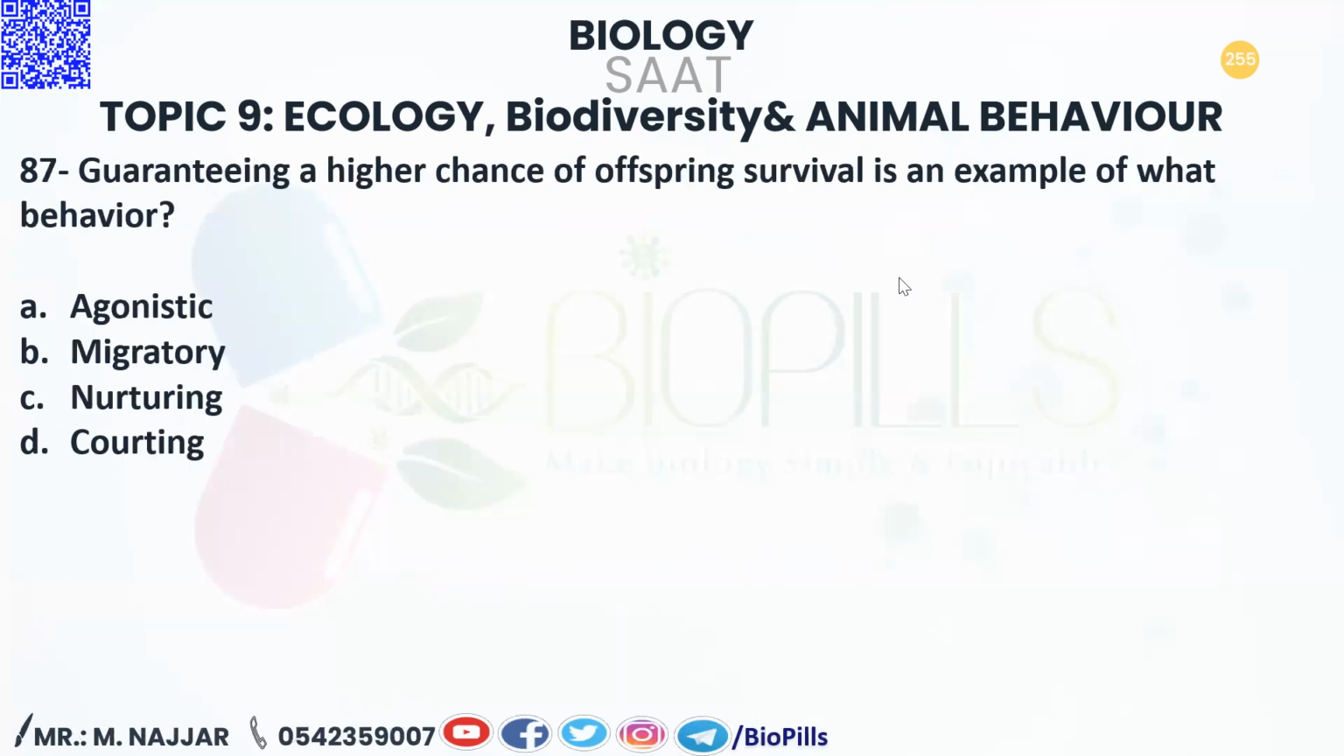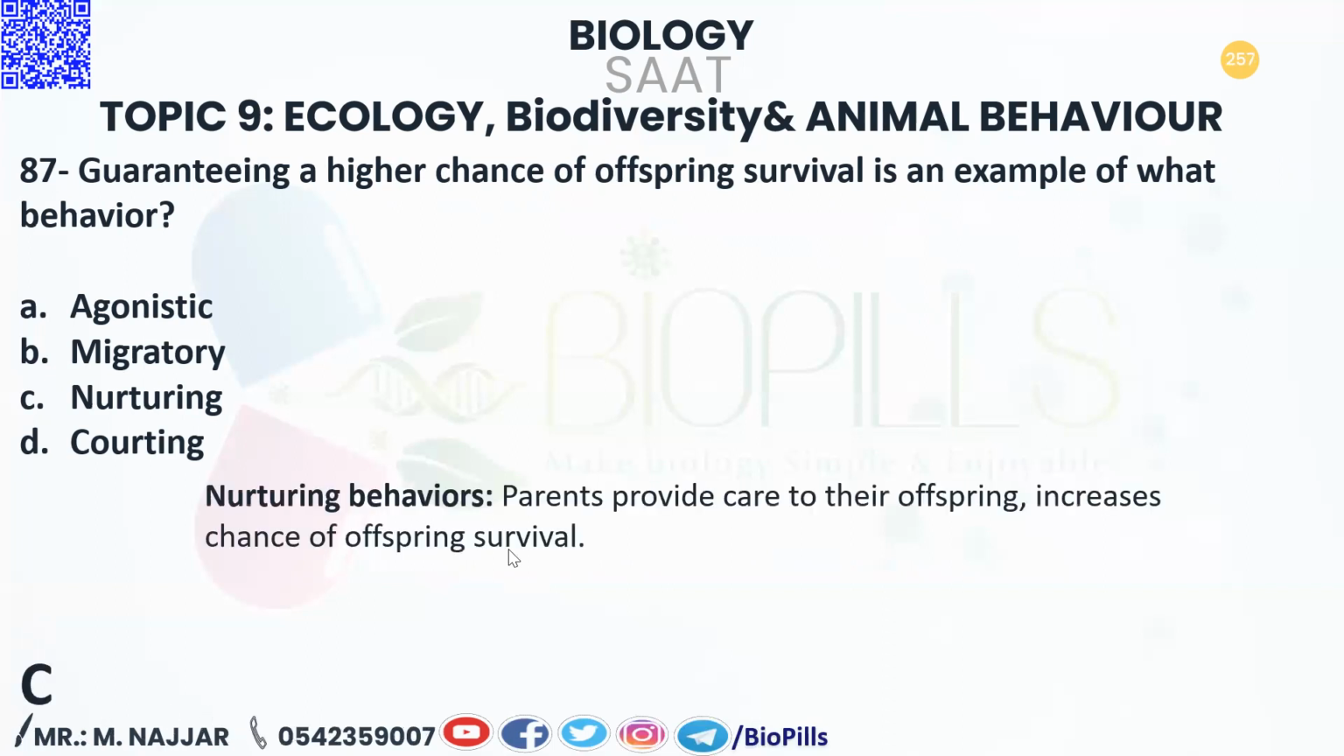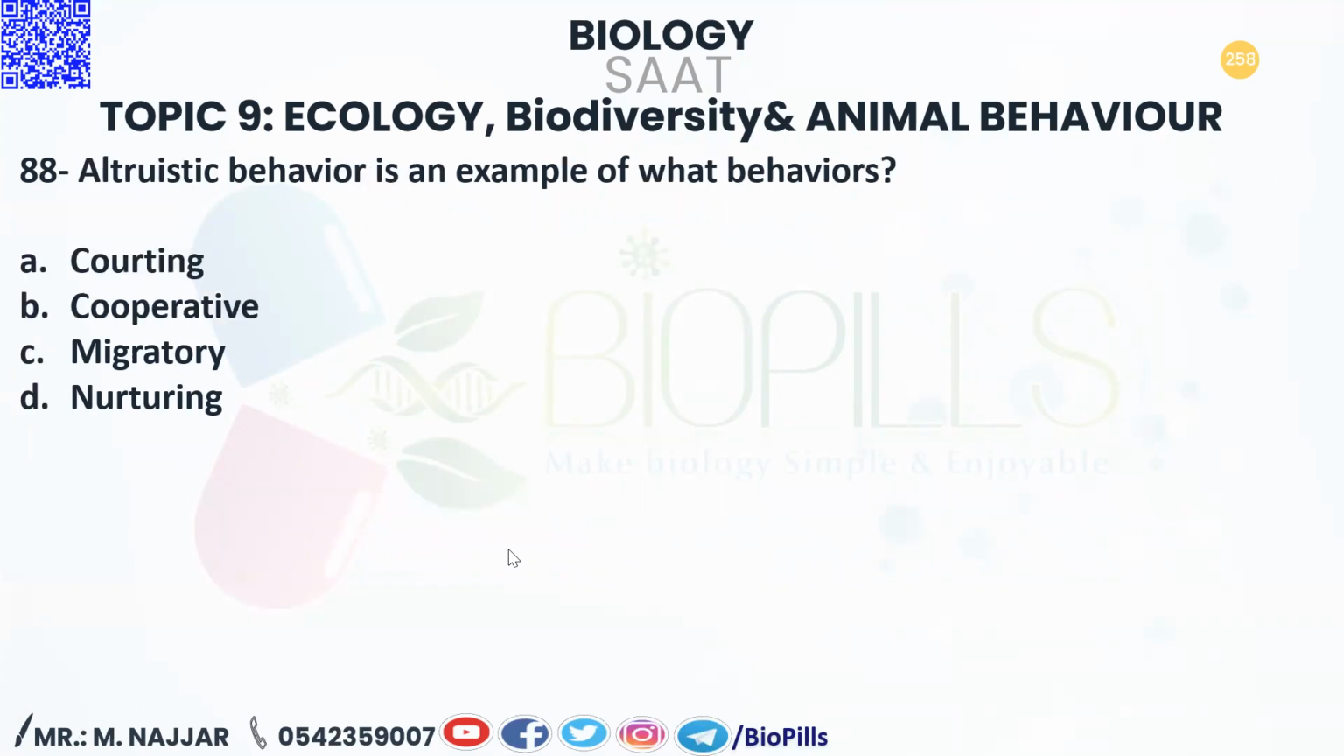Question number 87. Guaranteeing a higher chance of offspring survival is an example of what behavior? A behavior that ensures a high chance of offspring survival. A, agonistic. B, migratory. C, nurturing. D, courting. Of course, it is nurturing. Yes, perfect. Parents provide care to their offspring, increasing the chance of their survival.